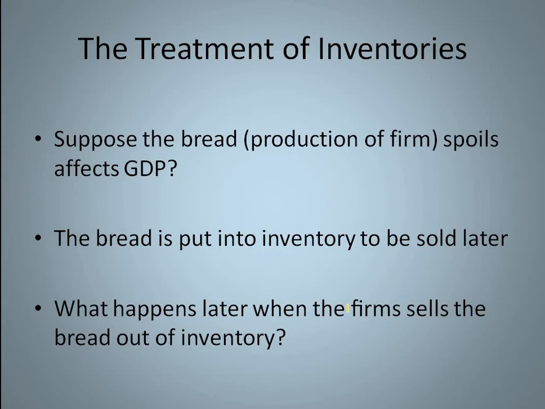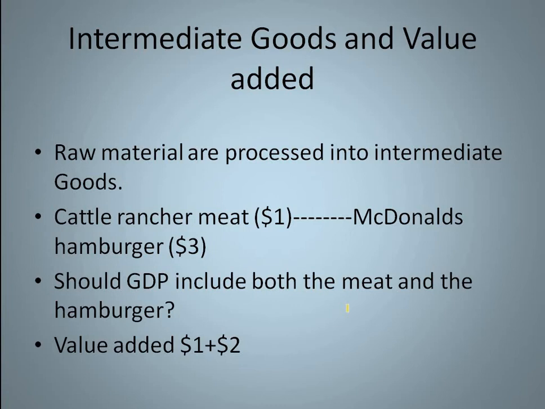The next one is intermediate goods and value added. We have discussed in detail the intermediate goods and value added concept. Let's suppose raw materials are processed into intermediate goods. I am giving an example to clear the concept. Many goods are purchased in stages. Raw materials are processed into intermediate goods by one firm and then sold to another firm for final processing.